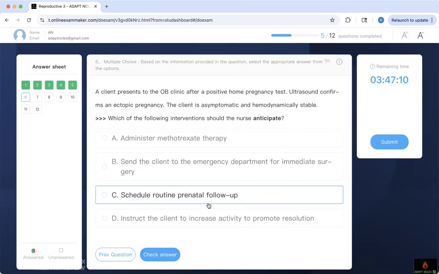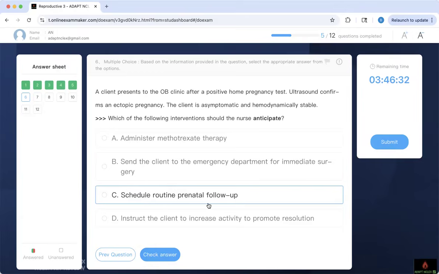A client presents to the OB clinic after a positive home pregnancy test. This is the second one I was telling you about. Ultrasound confirmed ectopic pregnancy, but I give you additional information. The client is asymptomatic. There's nothing going on. The client is hemodynamically stable. Everything is perfect. Which of the following interventions should the nurse anticipate? Same answers: administer methotrexate, send the patient to the emergency room, schedule prenatal follow-up, instruct the client to increase activity to promote resolution. I've already given you the answer, and so you know.